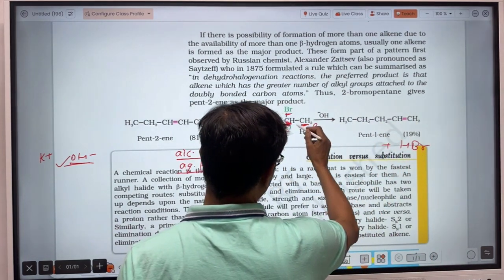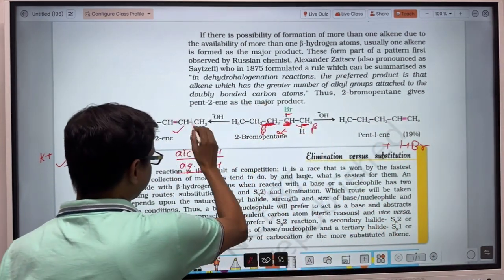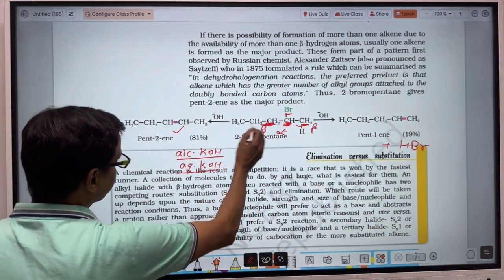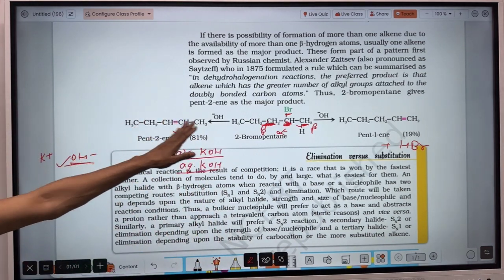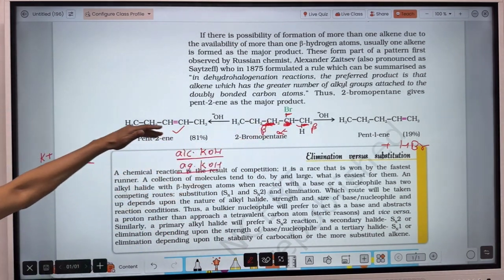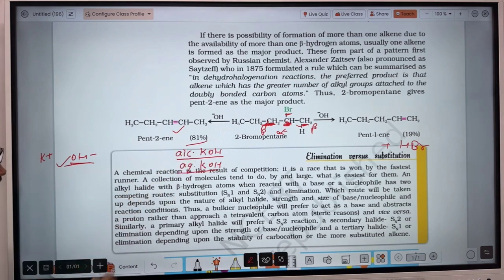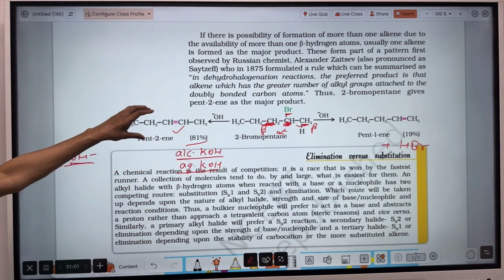So here, in this product, hydrogen has been removed from here, and the alkene formed after the removal of hydrogen from here. So that will be the major product. You watch out here: 81% is here, the alkene has been formed.